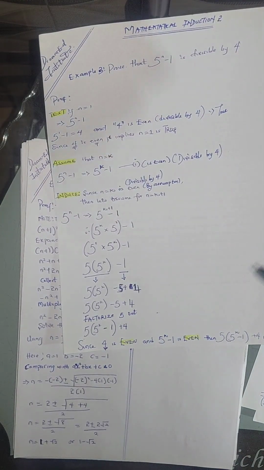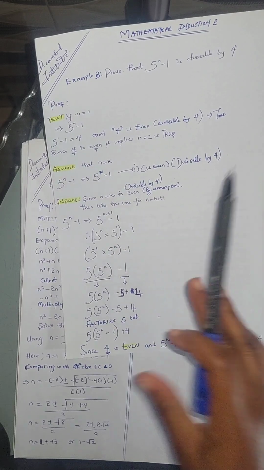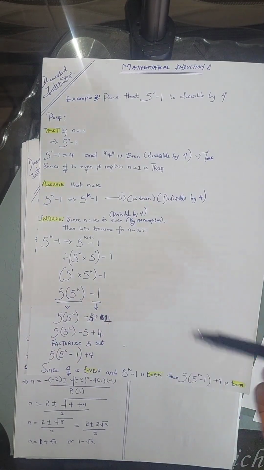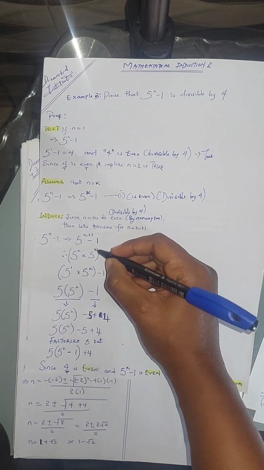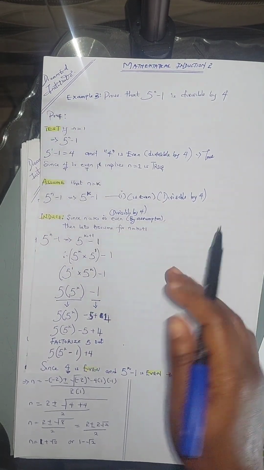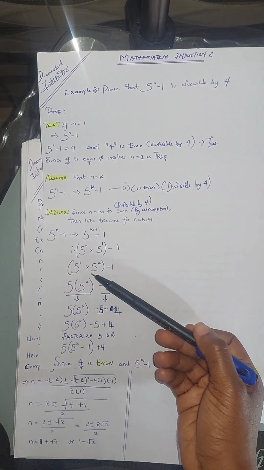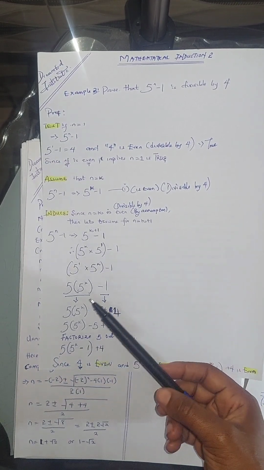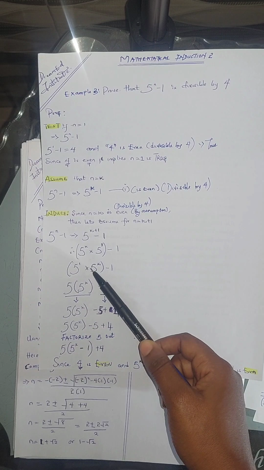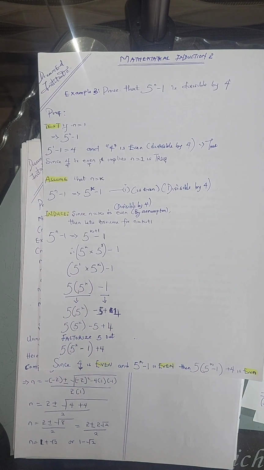Alright guys, let's continue. Because this is positive, I'm going to use multiplication. So here I have 5 raised to the power k multiplied by 5 raised to the power of 1. Then don't forget your minus 1. I just had to rewrite this for better understanding. So I have 5 multiplied by 5 raised to the power k minus 1. This is the same thing as this, and here is the same thing as this, then minus 1. Now comes the part that can be a bit tricky, but don't worry, it's very simple.